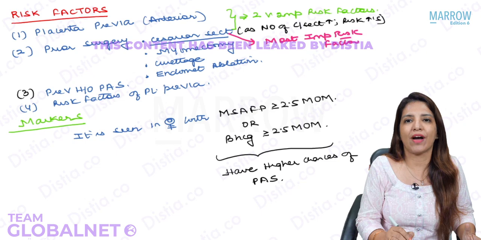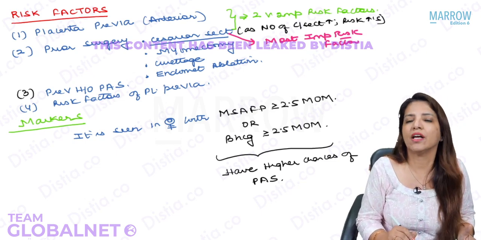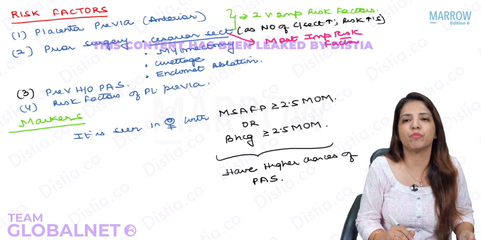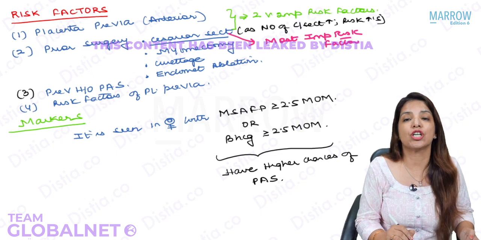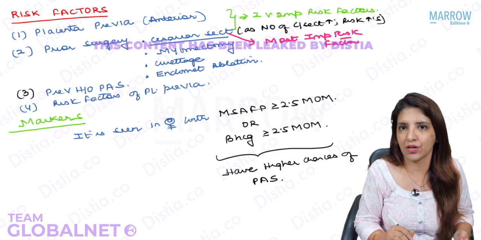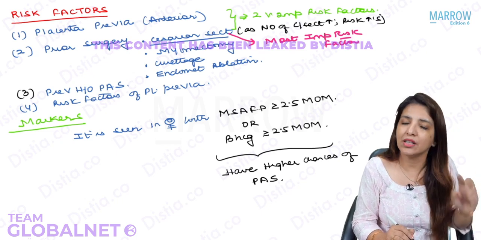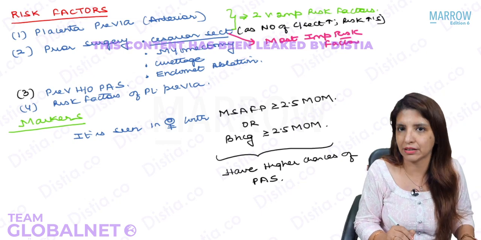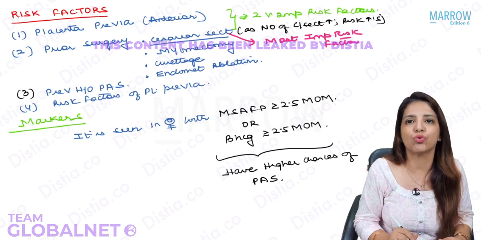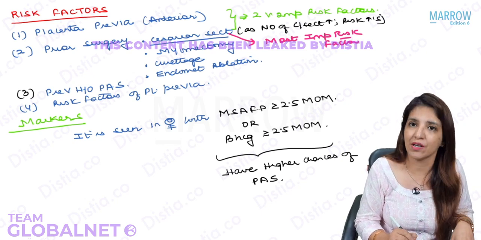Similarly, in risk factors also, there are two very important risk factors. Number one, if in the present pregnancy the patient has placenta previa, and number two, if she is a case of previous history of cesarean section. These are two very, very important risk factors for placenta accreta spectrum. Amongst these two, the most important one is previous history of cesarean section.